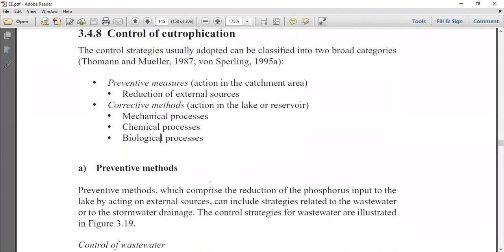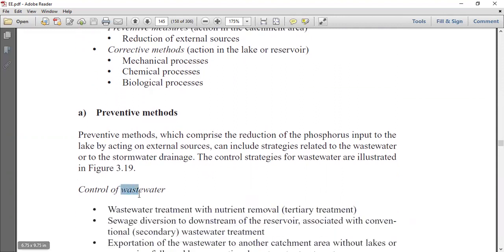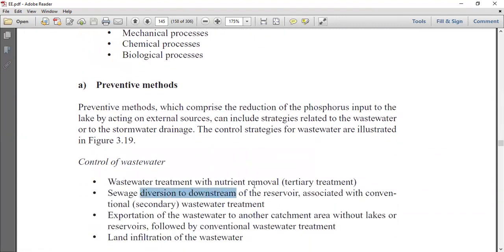So first is the preventive method. The preventive method comprises the reduction of the phosphorus input to the lake by an external source, which includes specific strategies related to wastewater or to stormwater drainage. So the first is the control of wastewater. Wastewater treatment with nutrient removal, sewage diversion to the downstream of the reservoir associated with conventional wastewater treatment. Exportation of the wastewater to another catchment area without lake or reservoir, followed by conventional wastewater treatment and land infiltration of the wastewater.